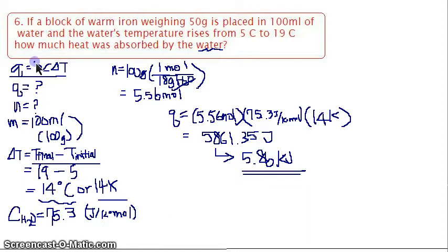We need to know the n. We don't know it, but what we do know is the mass of water. Using that, we can find the number of moles. So 100 grams of water times 1 mole of water over 18 grams of water, we get 5.56 moles of water. We plug everything we have into the equation, and we get 5,861.35 joules. We can change that into 5.86 kilojoules. This is how much heat was absorbed by water.